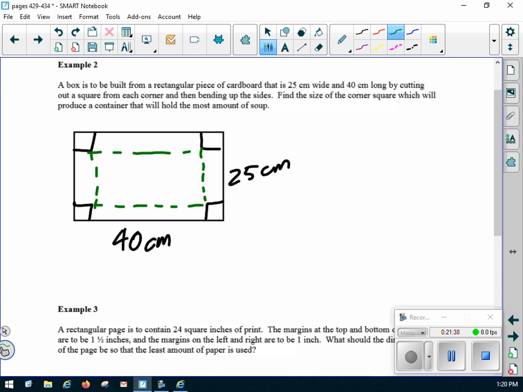I think we're just building our bowl because there's not a top. So I think we're just building a bowl, a square rectangular bowl. Yeah, it says cardboard. Maybe they're going to line it with something. Don't ask. I didn't write the problem.